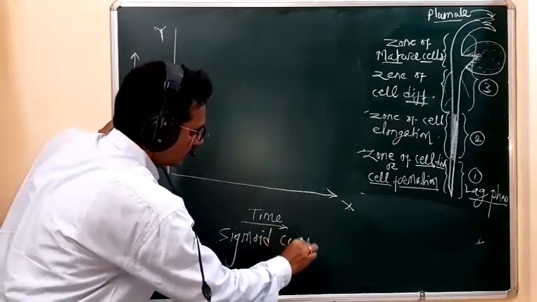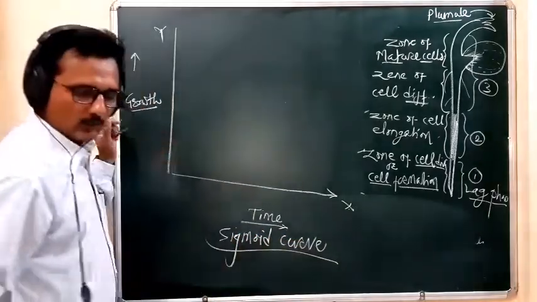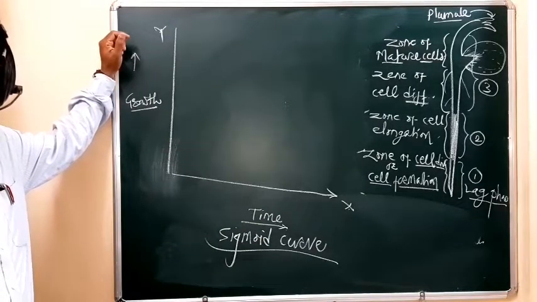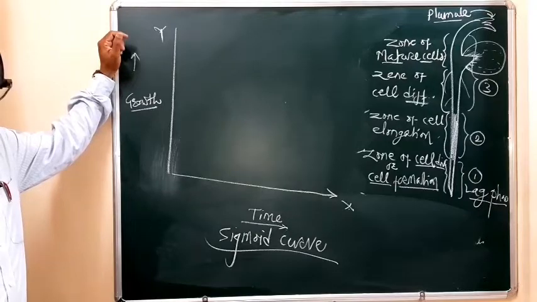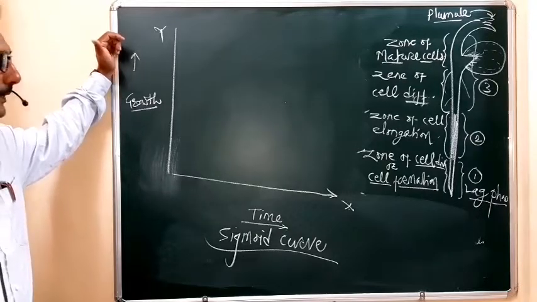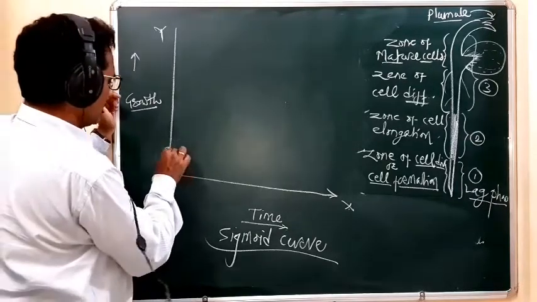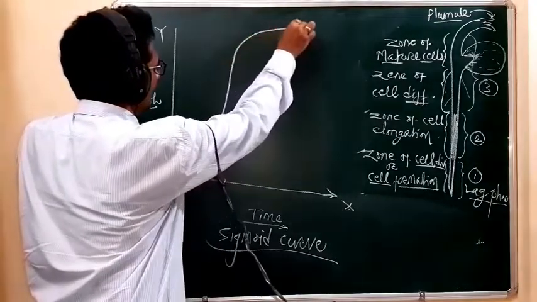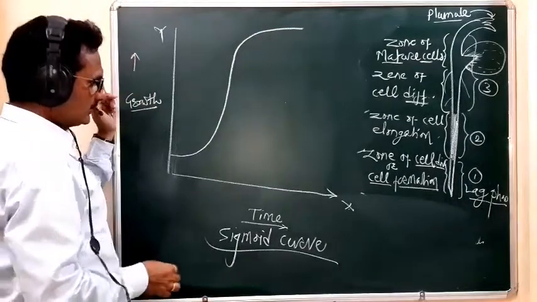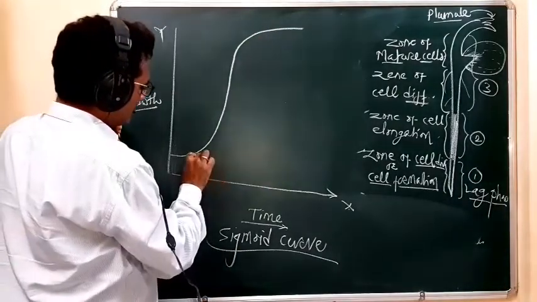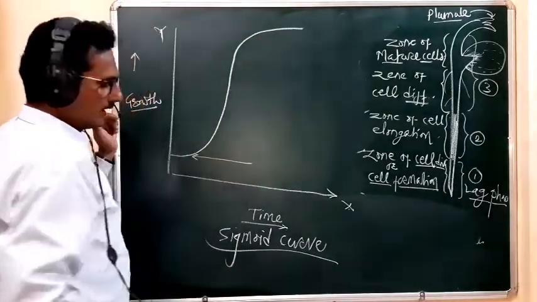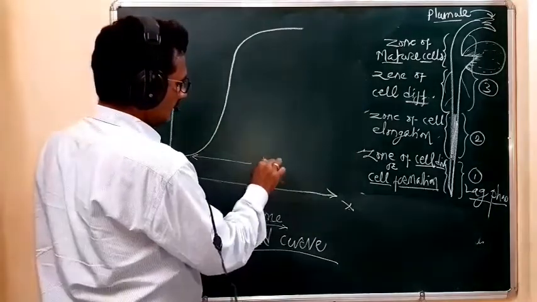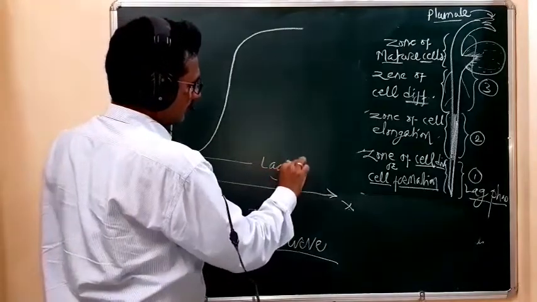Sigmoid curve. So the sigmoid growth curve we observe when we plot the graph considering these three phases of growth. Let's see how the sigmoid curve is obtained. So this is the first phase. It is also called the lag phase. Okay, this is the lag phase.